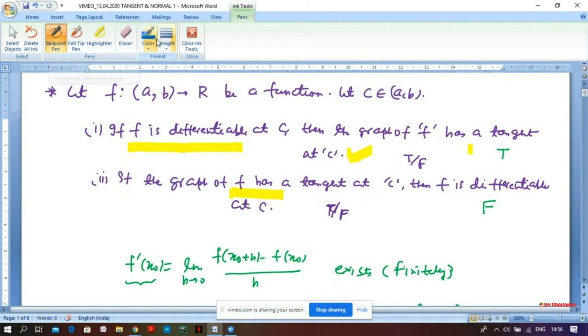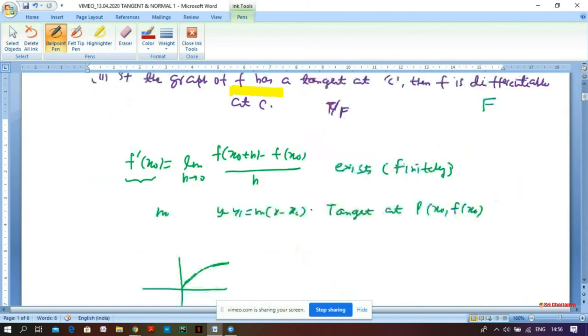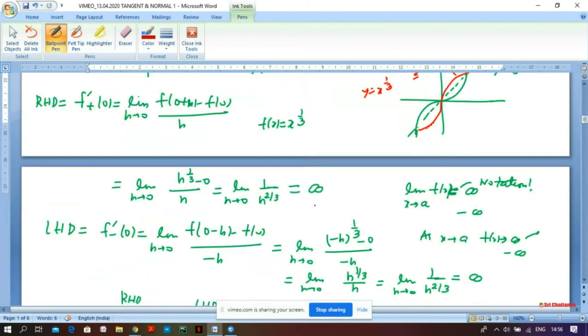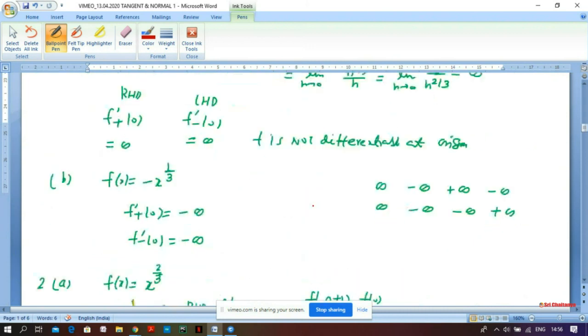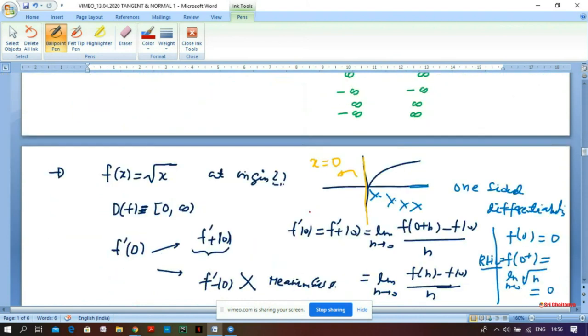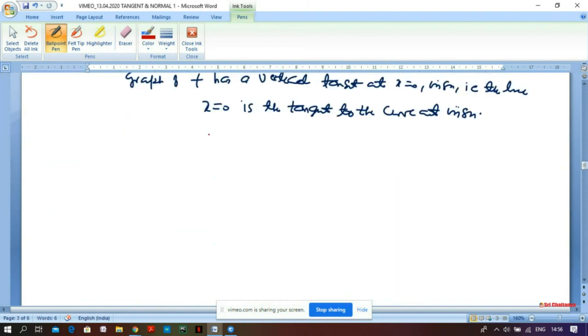So let me change the color perhaps, and let me do a problem to illustrate. Rather, first let me tell you the remark that I made about continuity. So this is the warning.